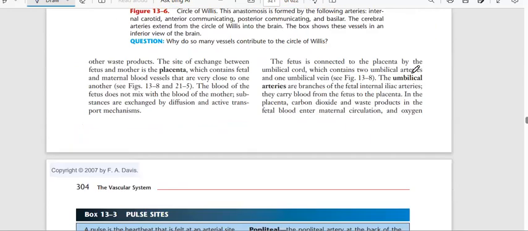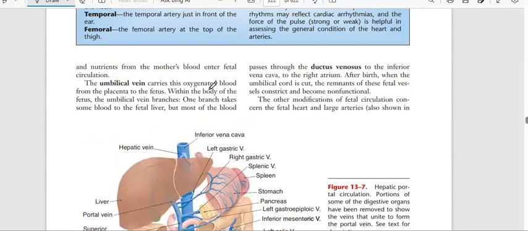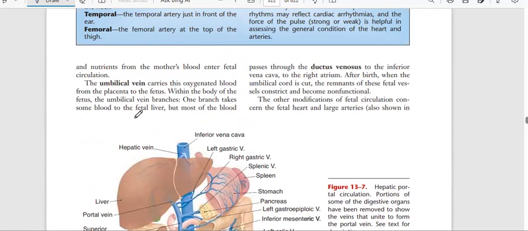The umbilical vein carries oxygenated blood from the placenta to the fetus. Within the body of the fetus, the umbilical vein branches. One branch takes some blood to the liver. Most of the blood passes through the ductus venosus to the inferior vena cava to the right atrium. After birth, when the umbilical cord is cut, the remains of these fetal vessels constrict and become non-functional.